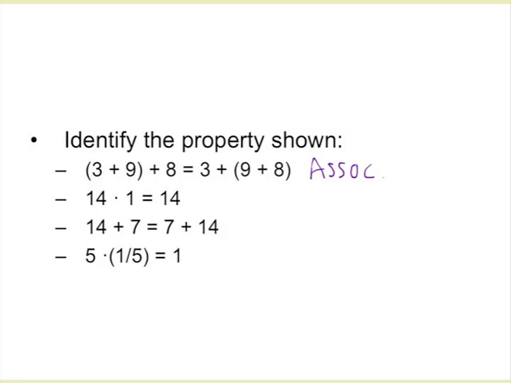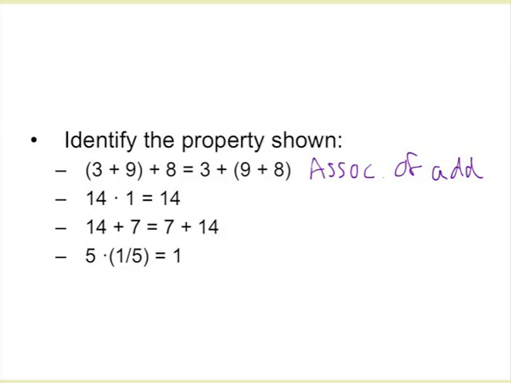And what operation are we doing? Addition. Addition, so we'd say associative of addition. You can use a plus sign if you want. I don't care as long as I can tell what you mean. But we need to both give a name of the property and the operation that it's doing.